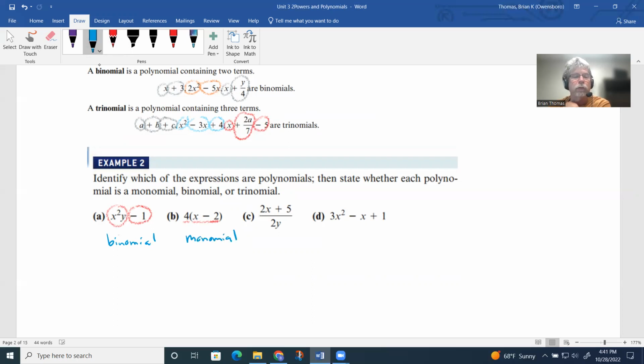Now, if I did some work on it, I actually could make that into a binomial, but we're not doing that at this time. If we look at the third one, notice how there's a y in the denominator. This is not a polynomial. Then if we look at this last one, we do have a 3x squared, a negative x, and a positive 1. So there are 3 terms. That would be called a trinomial.